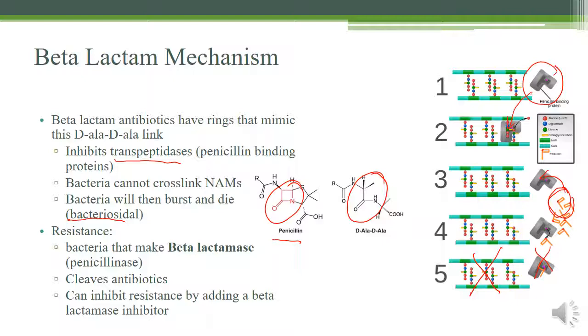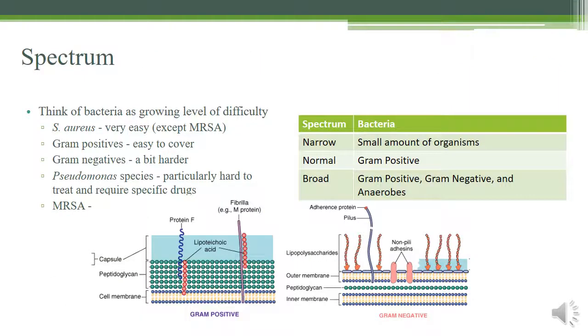Now you can develop resistance to these beta-lactams, and the resistance is built through beta-lactamases, which we will talk about later. Just as an overview, they basically cleave the beta-lactam ring, and if you break that beta-lactam ring, the penicillin pretty much becomes useless because it can no longer trick the transpeptidase. This is just a way for bacteria to develop resistance towards beta-lactams.